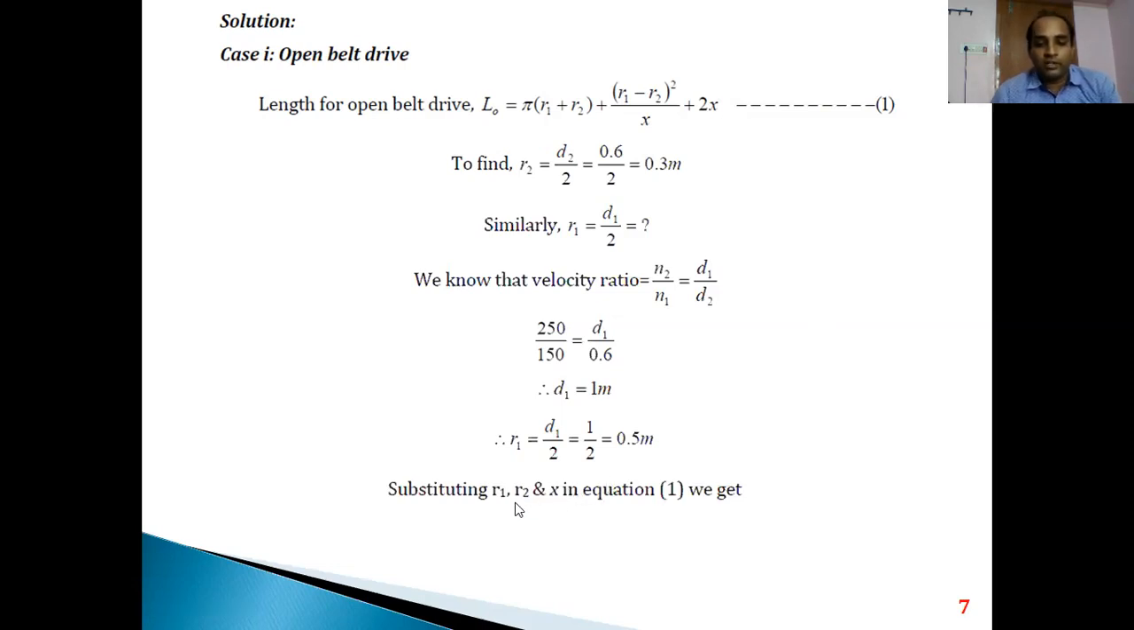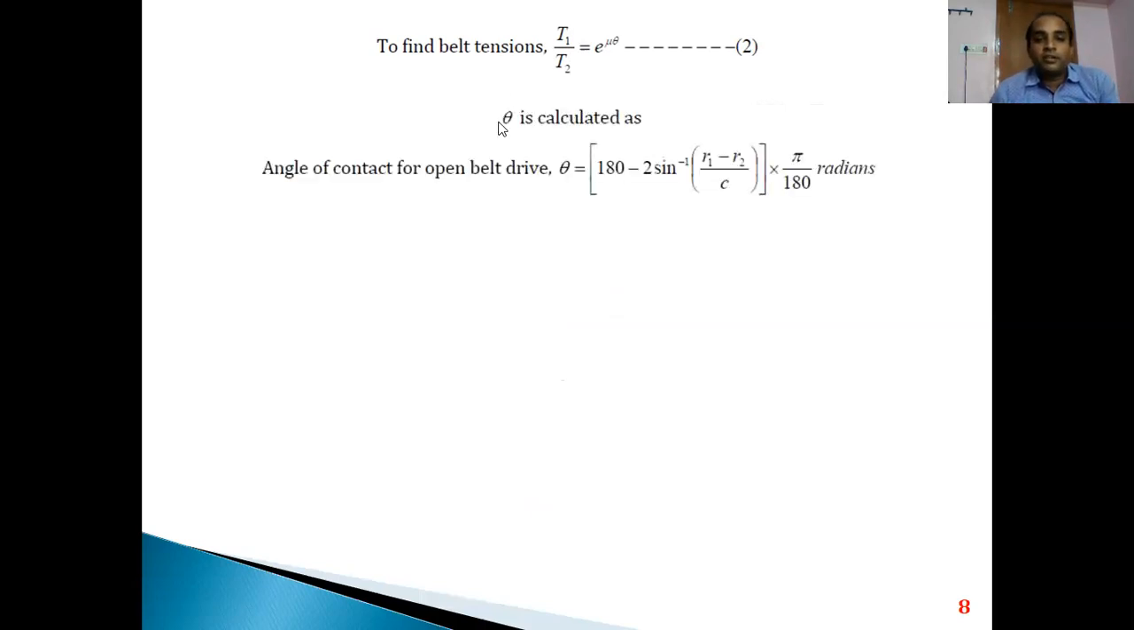So substituting the values of R1, R2 and x in equation 1, what do we get? The value of the length of the belt, open belt drive case. So we have substituted here, we have simplified, and we have got the resulting value. Next, now we need to find out the belt tensions for the open belt drive case. So already we know the equation, that is T1 by T2 is equal to e raised to mu theta. But we don't know the value of theta.